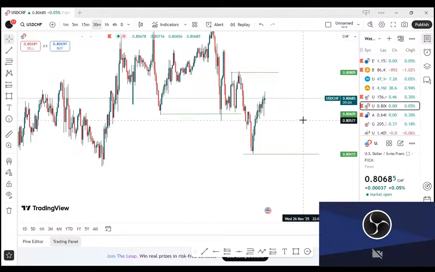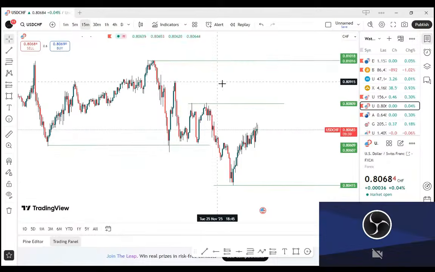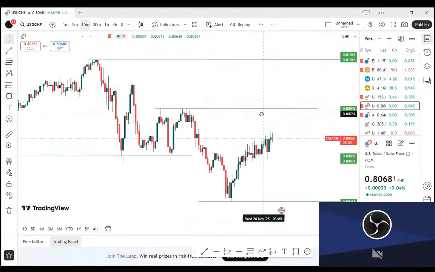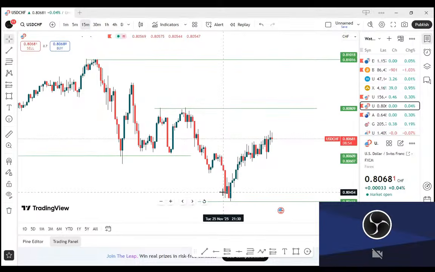So we'll be patiently waiting for this. This will drop lower to 30 minutes time frame. Sorry, 15 minutes time frame. Let me refresh the chart. And on the 15 minutes time frame, we'll have this highest zone. This is now the highest level that causes the impulsive move.